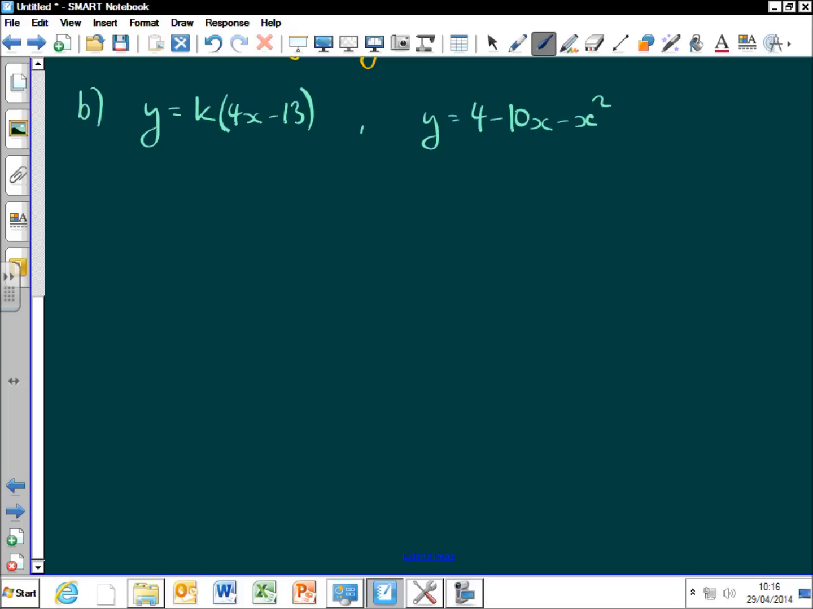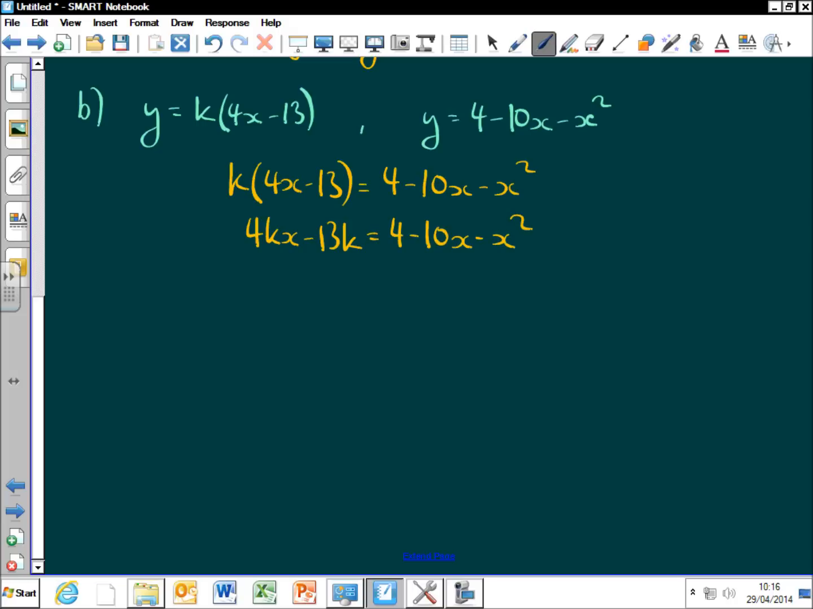So show that the x-coordinates for any points of intersection of the curve would satisfy this. So where these things intersect, again similar to the other problem, they both have the same y values. So y equals this and y equals that. So I can say that k(4x minus 13) has got to be equal to 4 minus 10x minus x squared. And now I've just got to manipulate this to try and make it look as it does in the question. Okay, so I'm going to multiply it all out. So I'm going to get 4kx minus 13k on this side, and on this side just have it as it is.